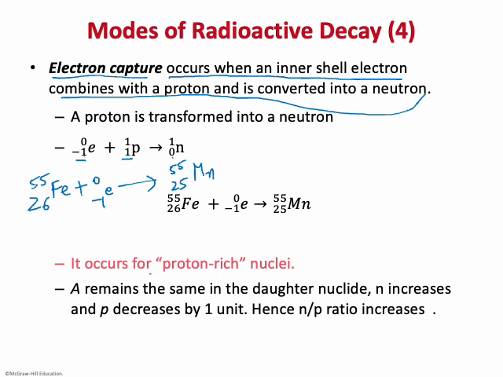Where would it occur? It would occur for proton-rich nuclei. If your nucleus has a lot of protons, if it's unstable because it has a lot of protons, one electron will come and combine with the proton. It will destroy the proton, which becomes a neutron, which means a proton is gone and is replaced by a neutron.